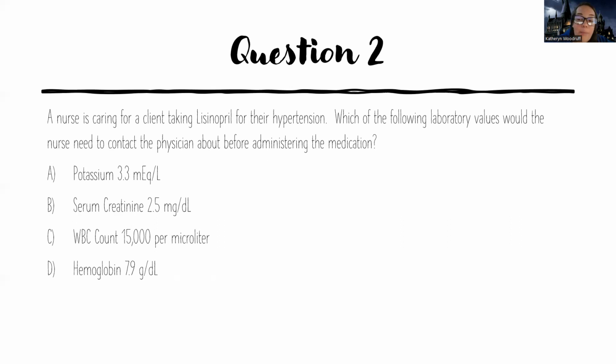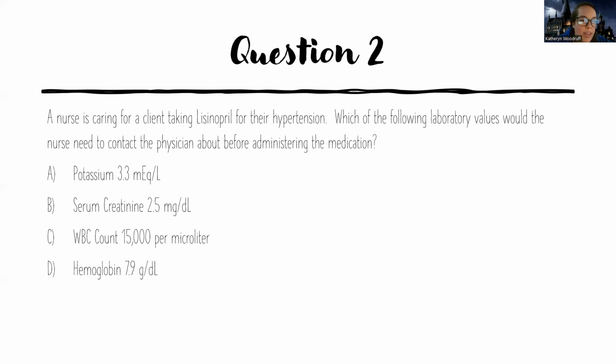Now, some people may get caught up on this because they remember something about potassium and lisinopril, but you just have to remember which direction that potassium goes with lisinopril. And so if this was a high potassium, like 6.3, then yes, this would be the correct answer. Because it's low, it's not the correct answer.